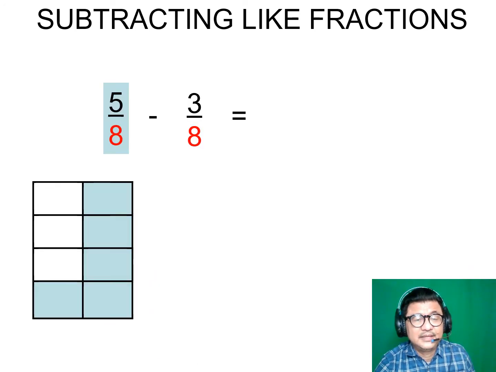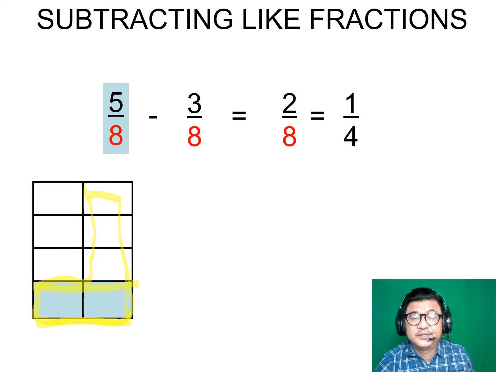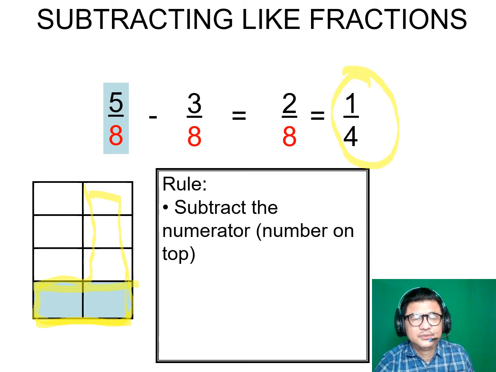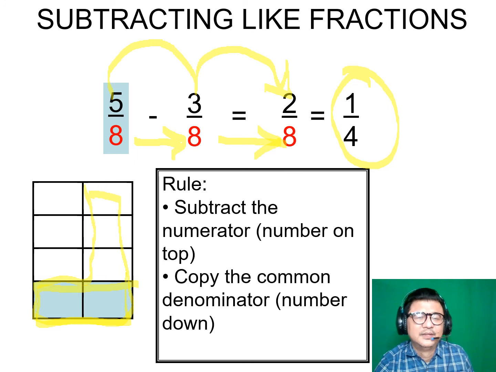Again, if you write that or model it, you will see this one. This is the 5/8. You take away the 3/8. So what is the remaining? This is 2/8. Again, what have you observed with the numerator and the denominator? Oh, by the way, we reduce to the lowest terms again. That's 1/4. Okay, again, the rule is that you subtract the numerator. Just subtract them. But the bottom, what do you do? Just copy the bottom. There you go. Copy the common denominator, the one below.